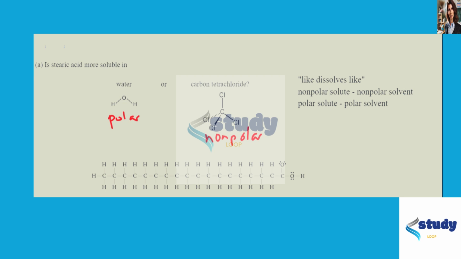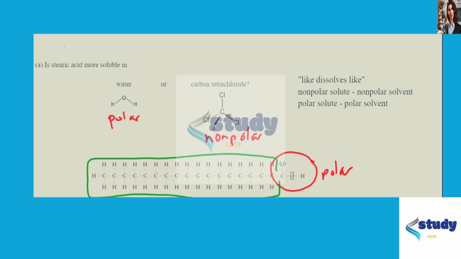Now, I will admit that stearic acid has this polar group, but it's got such a long chain of carbon-hydrogen bonds that are all nonpolar. And so, since the bulk of this molecule is nonpolar, it is going to dissolve in the nonpolar solvents. So, stearic acid we expect to be more soluble in carbon tetrachloride because it is primarily a nonpolar molecule.